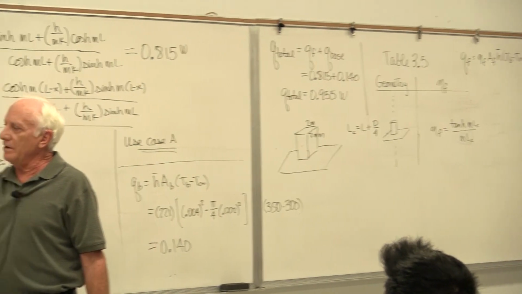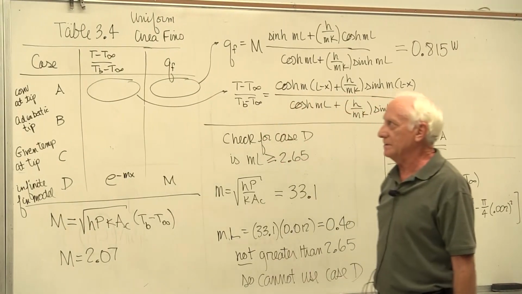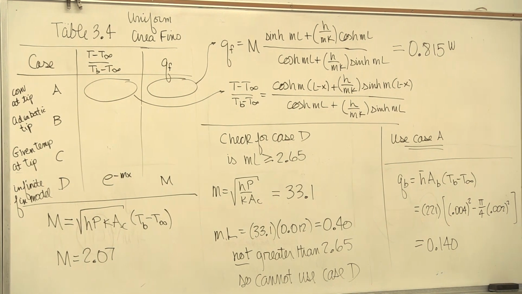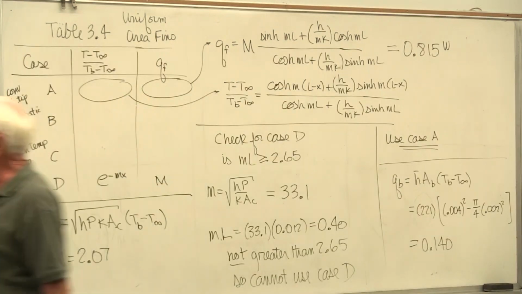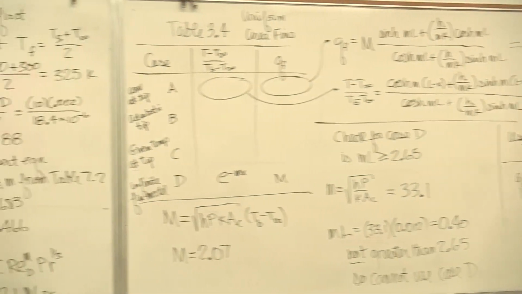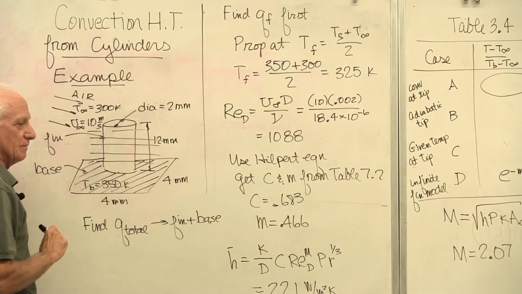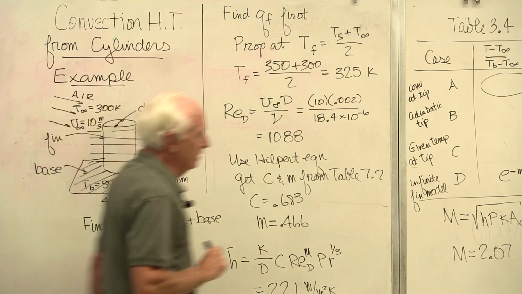Is it uniform area? Yes, it is. What does that mean? That means the cross-sectional area does not change as you go along the length of the fin. This problem here, slice the fin normal to the axial direction. Here, here, here, here, here. What's A sub C? Pi r squared. Did it change? No. I can use table 3.4.